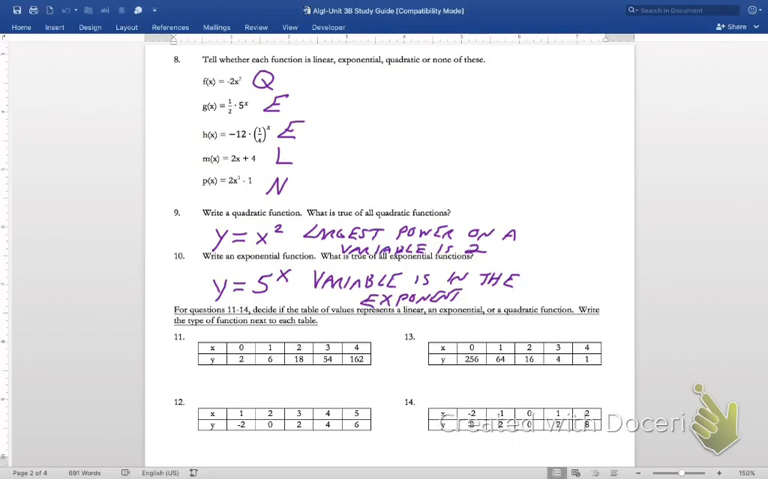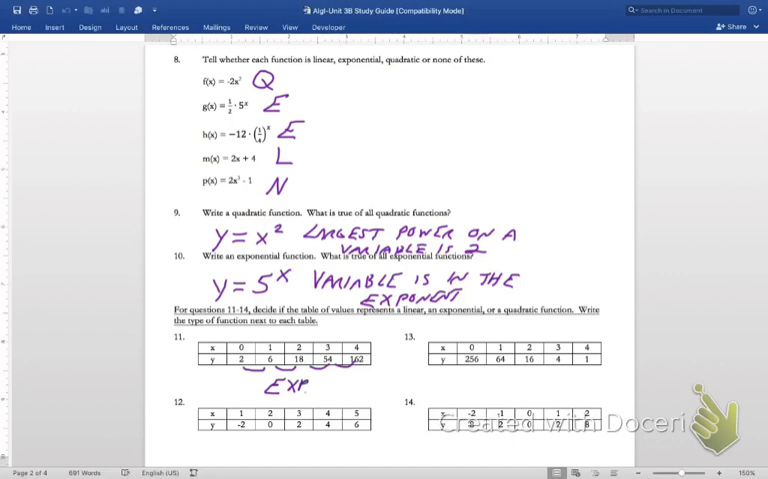So now, let's take a look at the tables here. See what we can figure out. Decide if the tables represent linear, exponential, or quadratic functions. So we've got to look at the patterns. So 2, 6, 18, 54, 162. Now, not trying to trick you, so the domains, the x's, are always going to be the same here. So it looks like we're multiplying by 3 every time, and that's going to make it exponential.